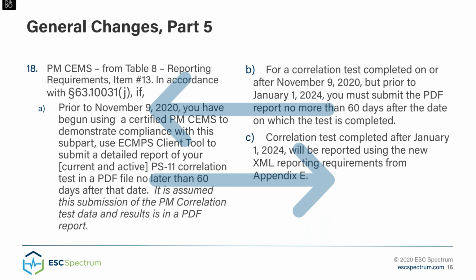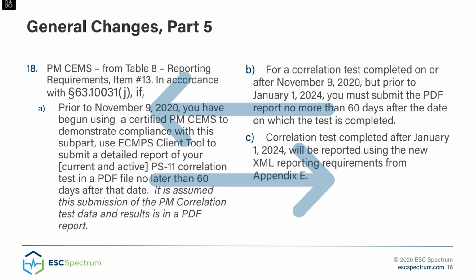And if you haven't submitted that information previously to the agency, you're asked to do it again, to submit a PDF formatted file to the agency so that they have on file the current certification application that you prepared for using the PM CEMS systems. Furthermore, it goes on to say that if you do correlation testing that is completed after November 9th of 2020, but before January 1st of 2024, you must submit that same certification PDF report no more than 60 days after the test is completed.